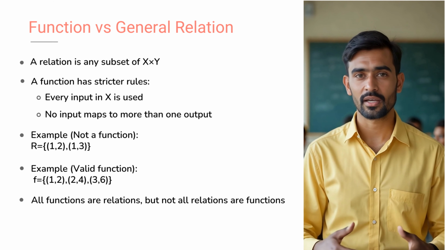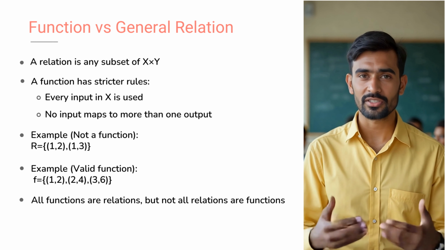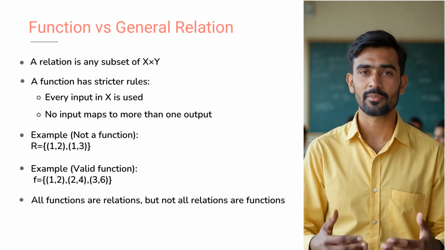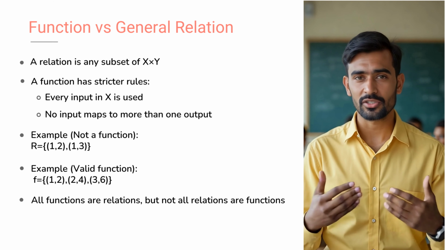Not a function: R equals the set {(1, 2), (1, 3)}, because the same input 1 is mapped to two outputs. Valid function: F equals the set {(1, 2), (2, 4), (3, 6)}, each input maps to a unique output. So, we can say that all functions are relations, but not all relations are functions.